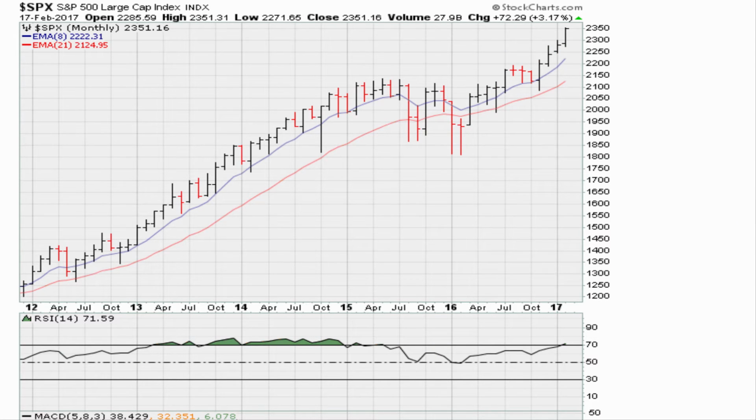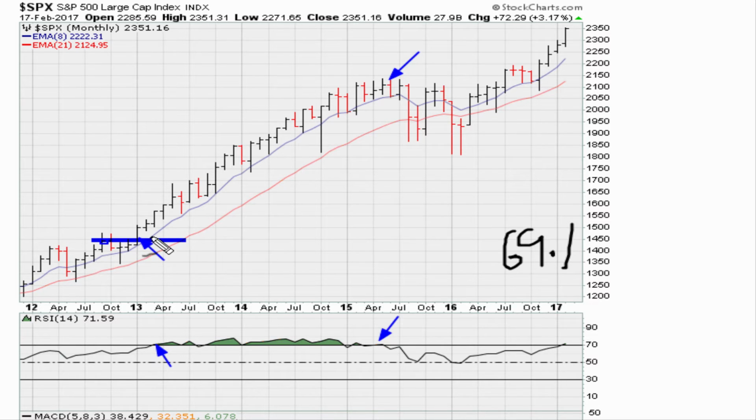Take a look at the S&P 500 between 2013 here when it breaks out and stays above 69.1 pretty much until somewhere here.